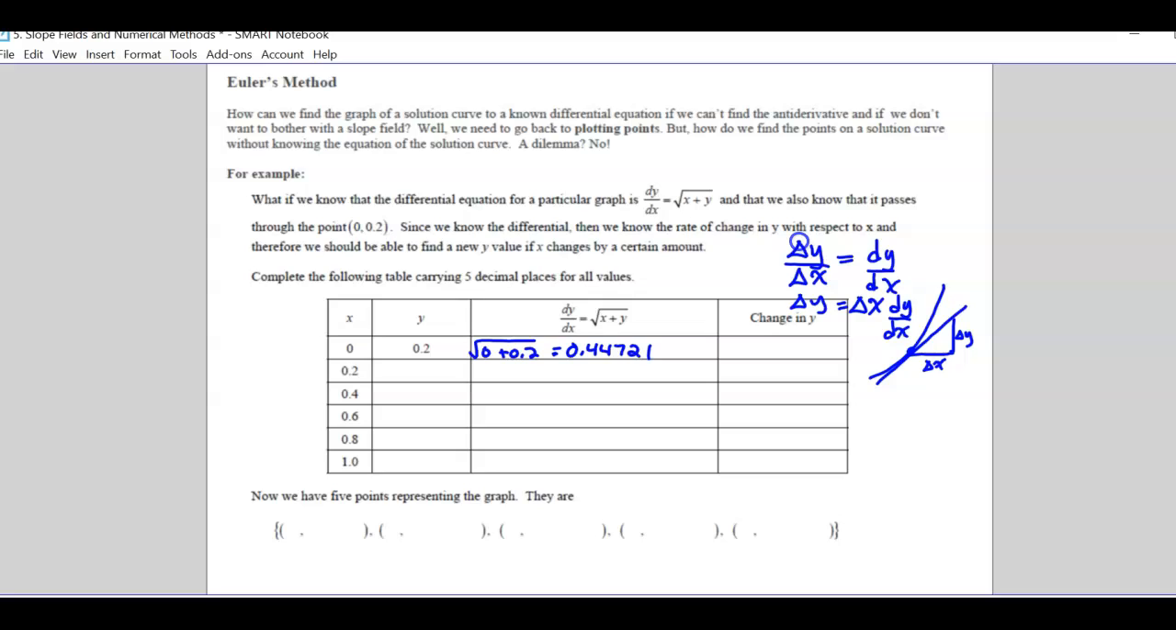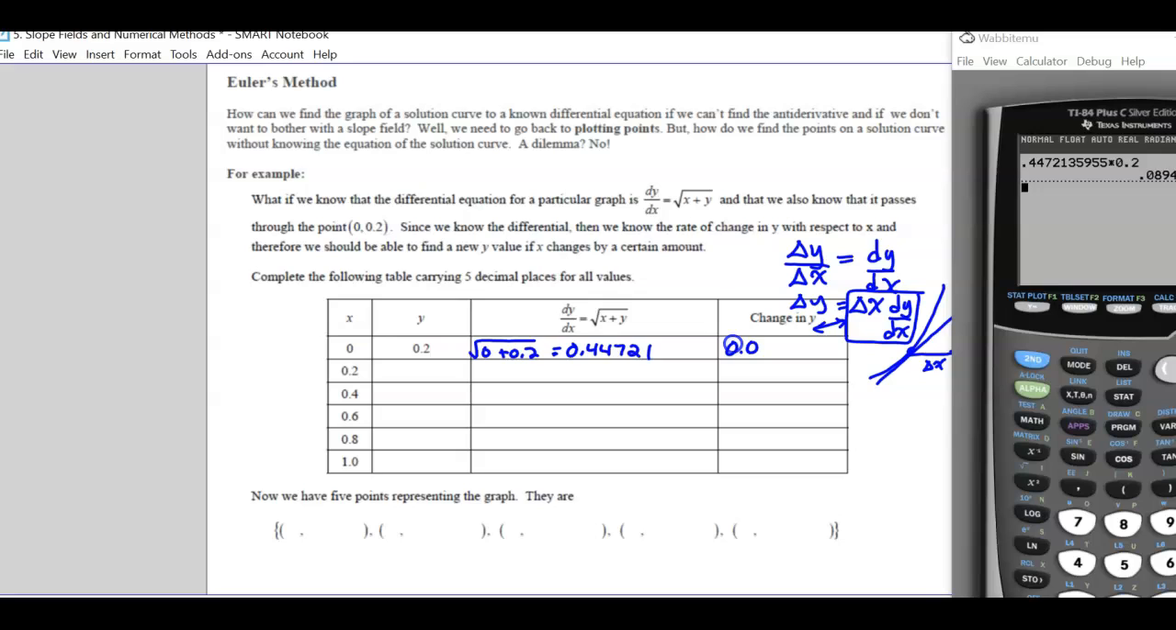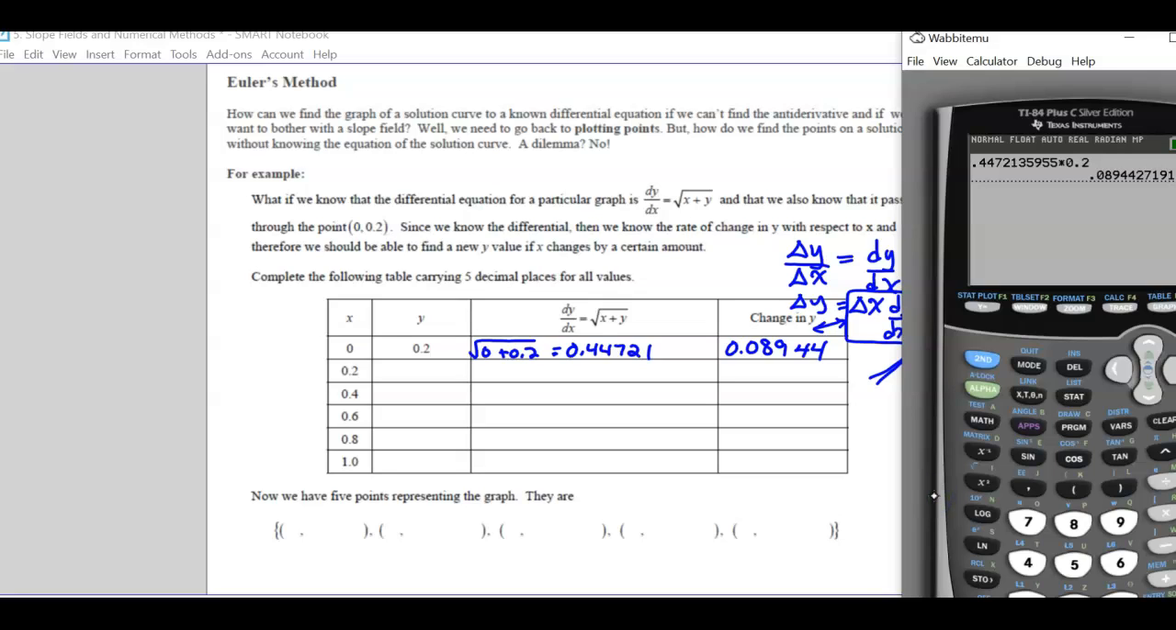So just multiply here. This is your formula. So 0.2 times that value. There it is. So I'm going to copy that out. That times 0.2. Okay, and then 5 decimal places. Yeah, but just keep it in your calculator.